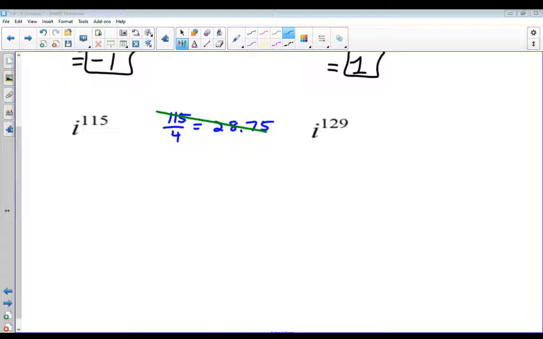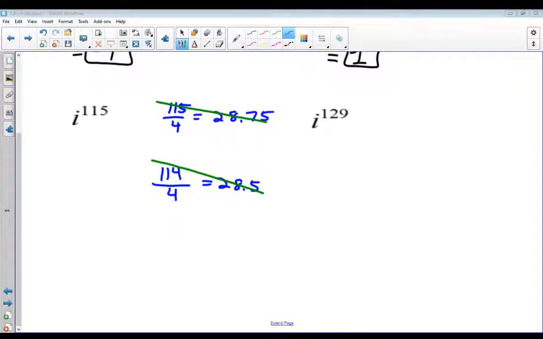Well, my recommendation is, why don't we try one less than 115? Or let's go 114. Let's try dividing that by 4. And that gives us 28.5. Shoot, that did not work. Well, let's try taking one more away. So instead of 114, let's try 113 and divide that by 4. 113 divided by 4 gives me 28.25. Again, not quite right.